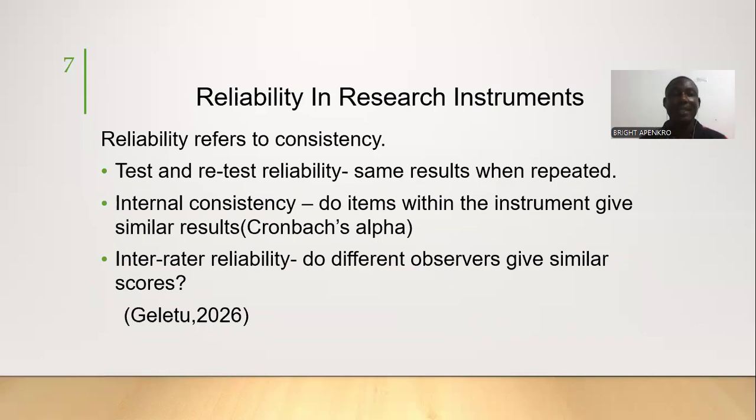Can reliability give the same result when repeated? So when my instrument is being repeated by another researcher on the same group of people or participants, are we saying that we are going to get the same result? For time's sake, I will give it to my friend to continue.